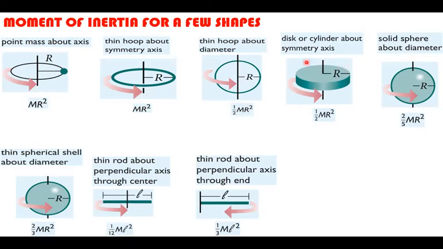Fourth one is a disk or cylinder. Cylinder and disk both have the same moment of inertia about the symmetry axis. Generally it is called a disk.